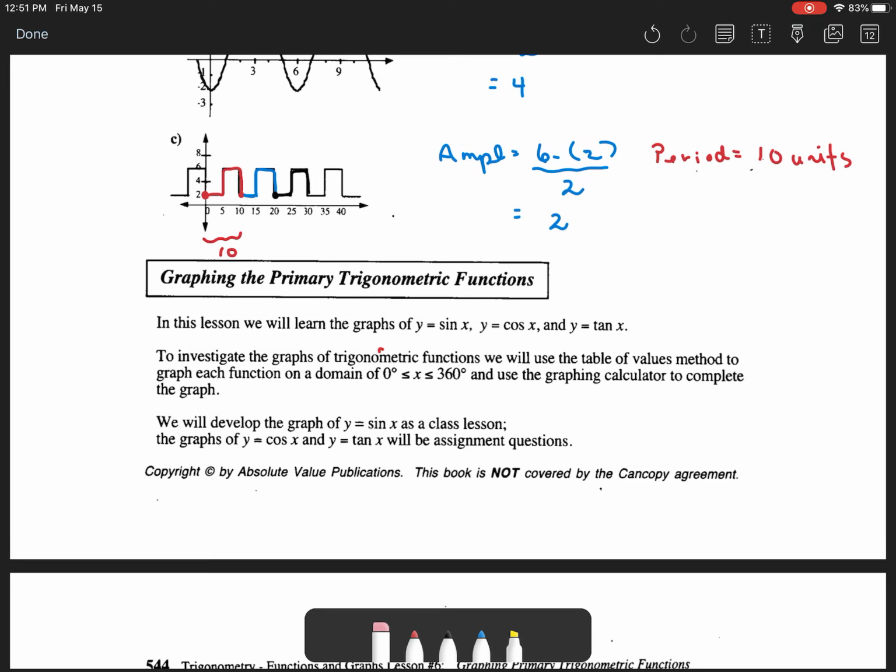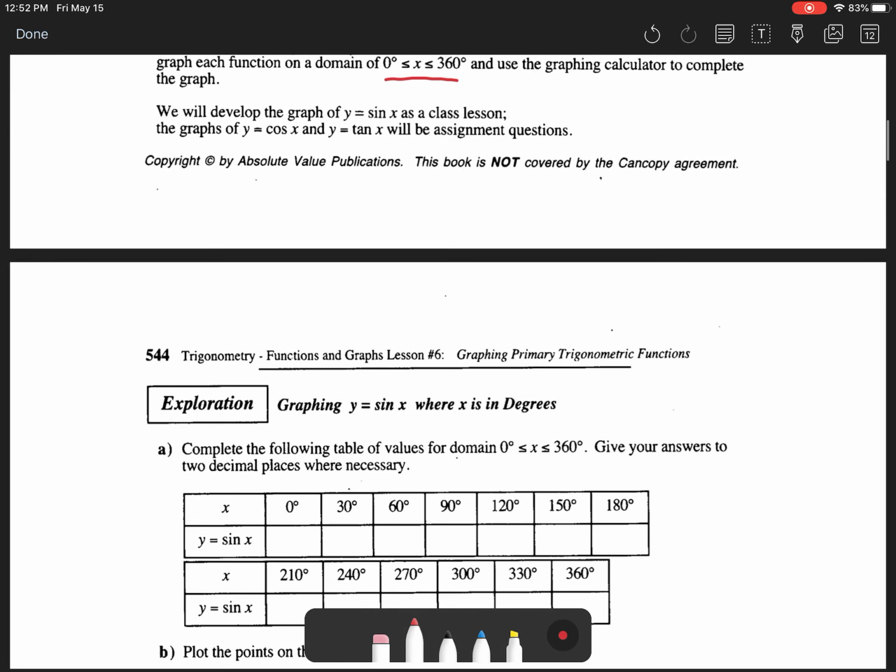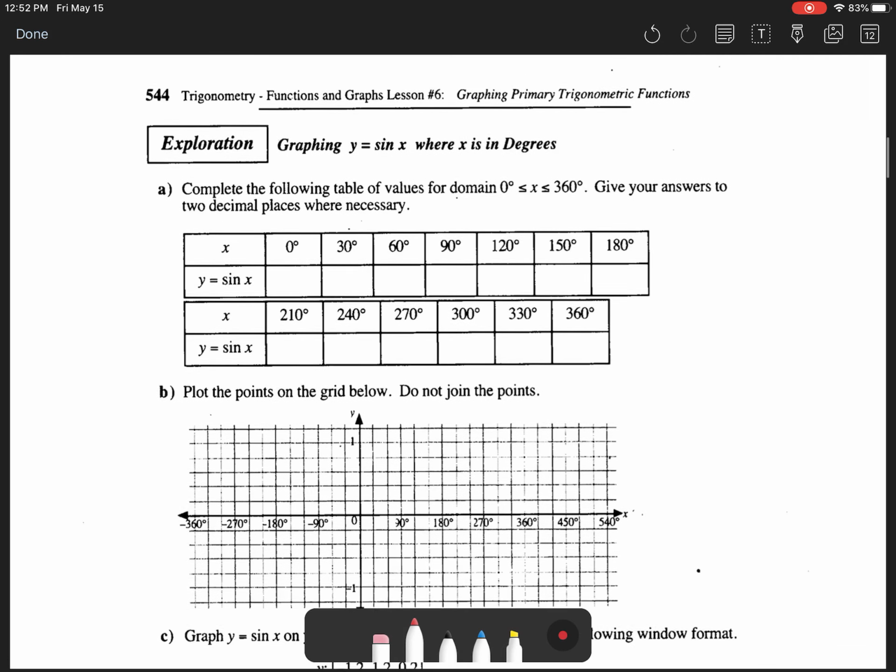Now, graphing the primary trig ratios. So again, remember the primary ratios are your sine, your cosine, and tangent, as they state below. To investigate the graphs of these functions, we're going to take a look at each graph, first off just on a domain of 0 to 360, and then we'll extend that to an open domain, which is all real numbers. So let's take a look at that on the next page.